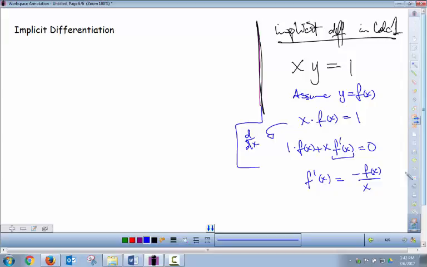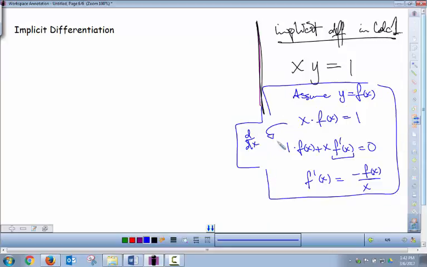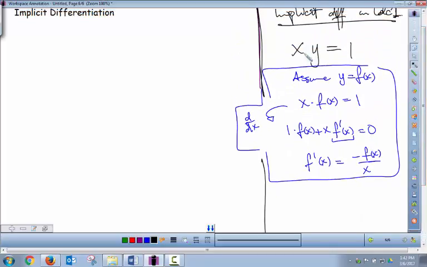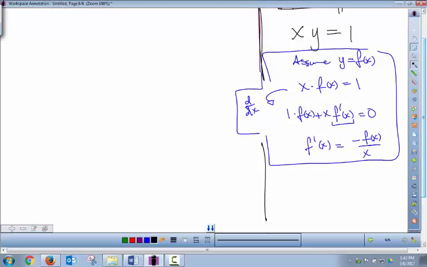So bring the f of x over to the other side. That would be a negative, and then divide by x. So this is how easy it would be if you just assume that y is equal to f of x, which is what implicit differentiation is asking you to do. It's asking you to say that one of the variables is an implicit function. It's a function of the other variable.